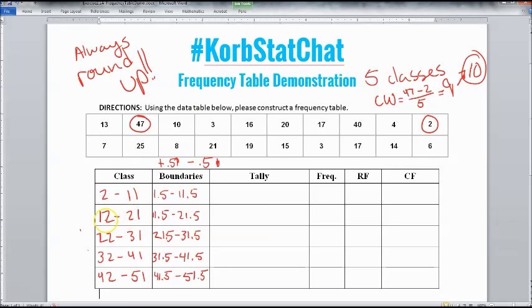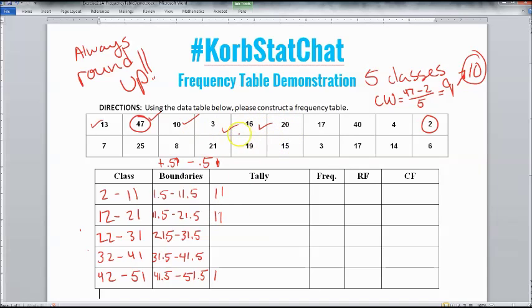13 falls in between 12 and 21, or really my boundary here of 11.5 to 21.5. So I'm just going to put a tally. Okay, so I am done with that one. 47, it's going to come down here. We knew that 47 was our max, so that should fall into our highest class. 10 is our next number, so that falls in between 2 and 11. 3, 16.